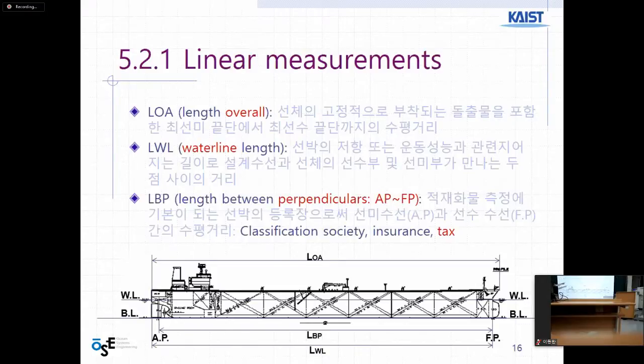That's why classification society, insurance, and tax are based on this length. But this other one is important for hydrodynamics, motion, resistance, propeller, something like that. Hydrodynamics, water is related, motion is related. But this one is for construction and structure. Question?